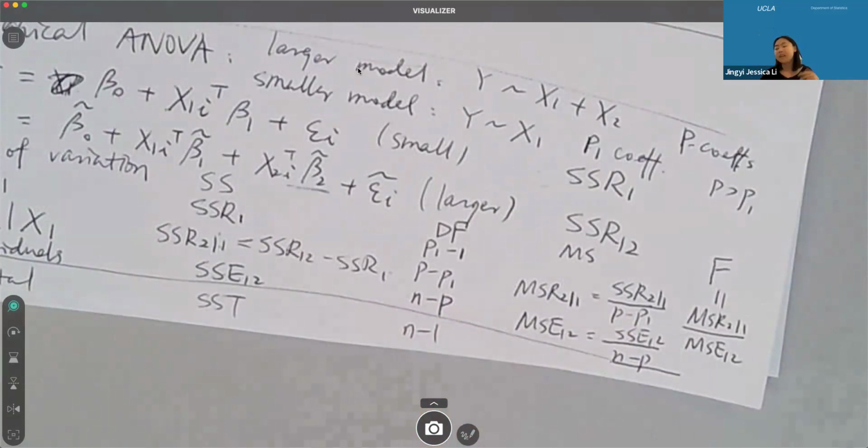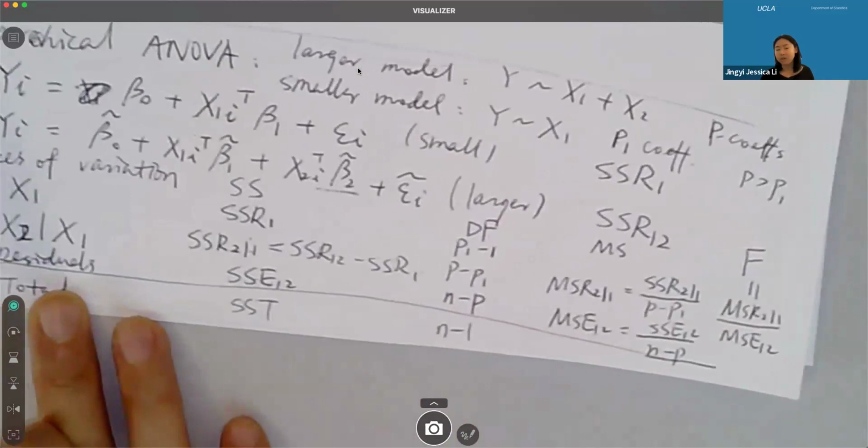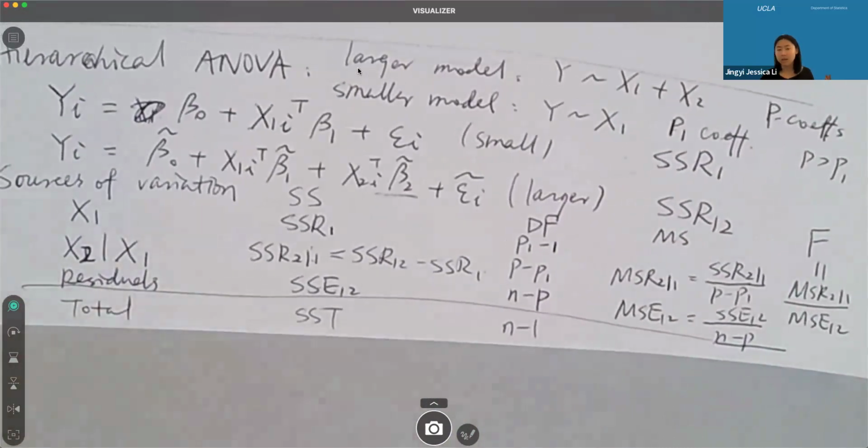You can see that if we want to do it another way, by swapping X1 and X2, we can start with X2 as the smaller model, and then add in X1 to see whether X1 has a significant contribution given X2. But then we'll get a different hierarchical ANOVA table and a different conclusion, because we're asking different questions. So for hierarchical ANOVA, the key is to know the order in which you want to test your covariates.